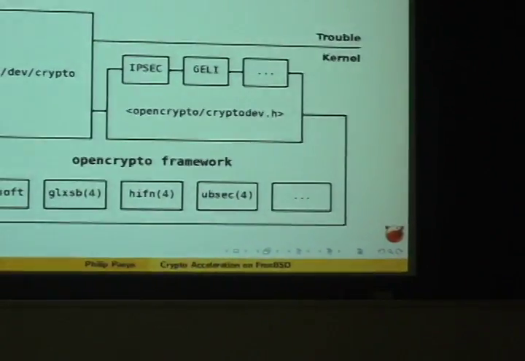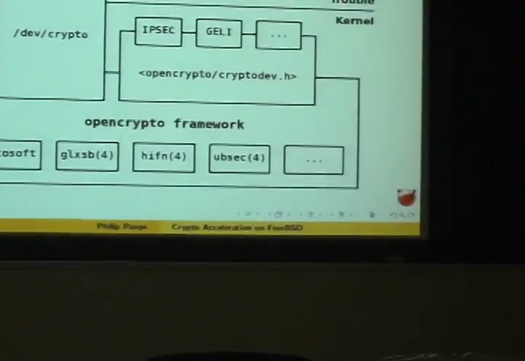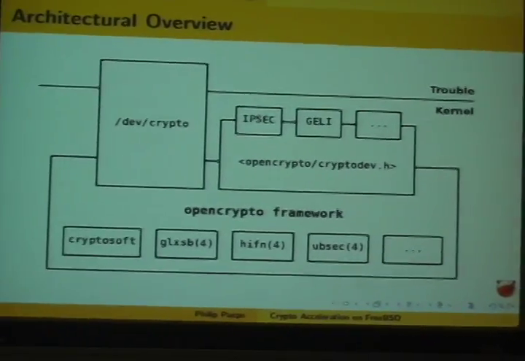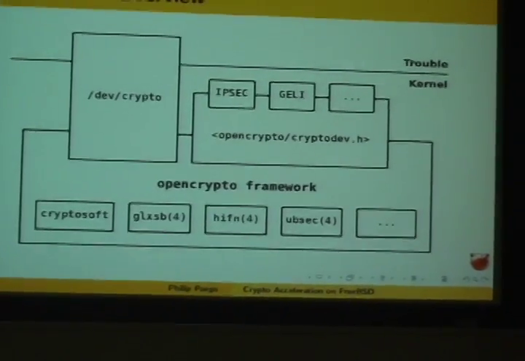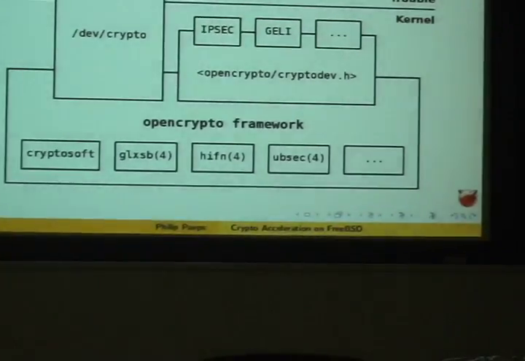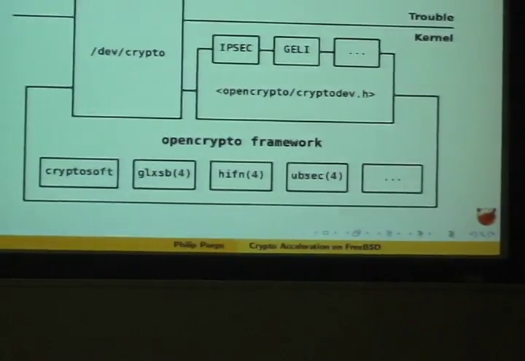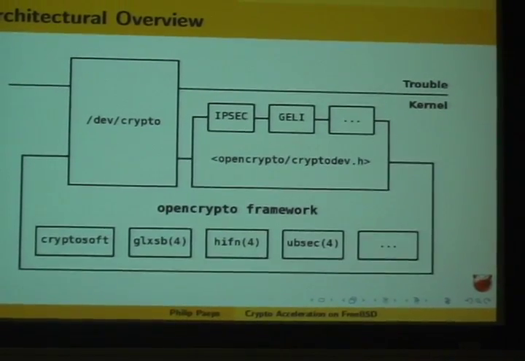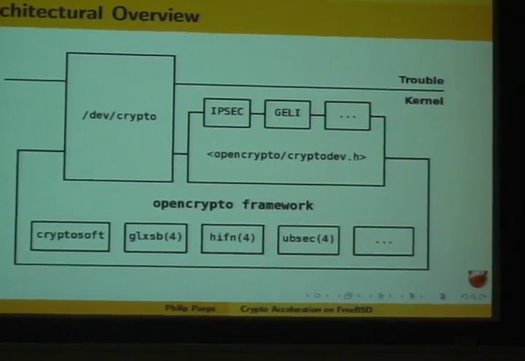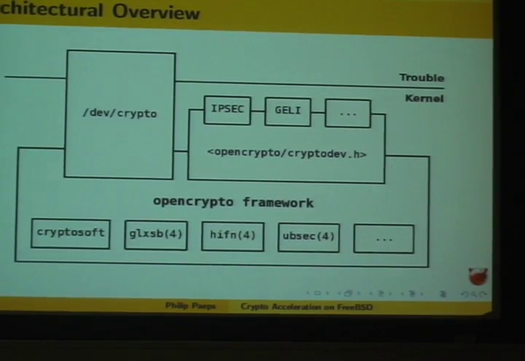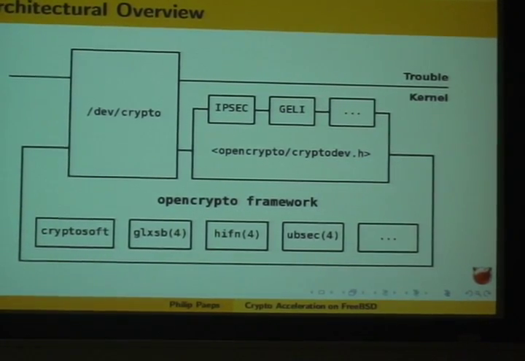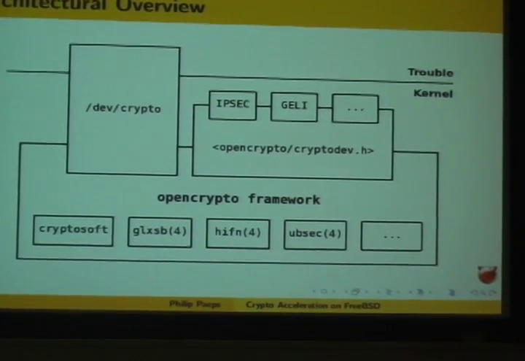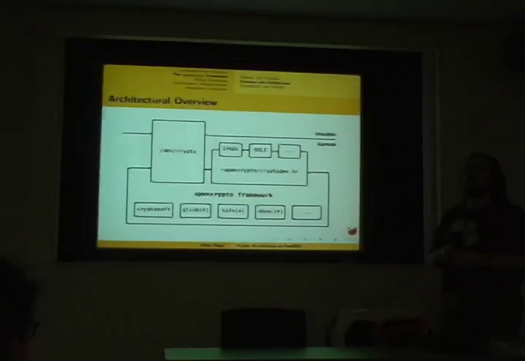GLXSB is the one that got me into trouble in the first place. It's a driver for the Geode crypto block found in AMD Geode processors. Hifn is a rather oldish crypto processor, which is still quite popular. The userspace VPN boards use them. And UBSEC is a Bluesteel one, which was bought by Broadcom, and I believe they killed the product line, but it was actually a fairly good processor. And at the moment, I think we have about 7 or 8 different hardware crypto drivers, and I would actually like some more.